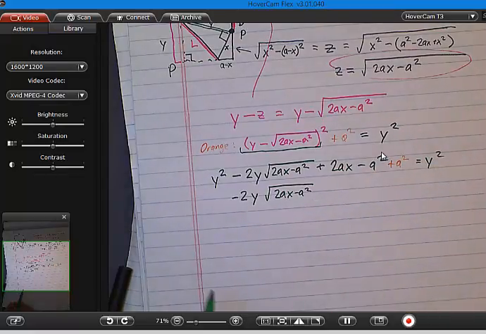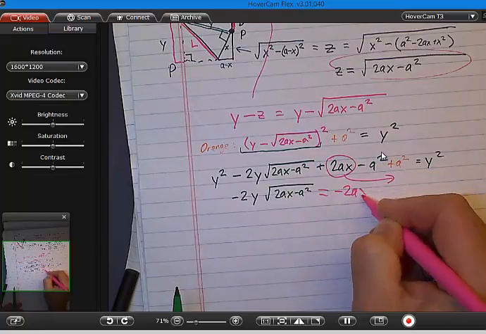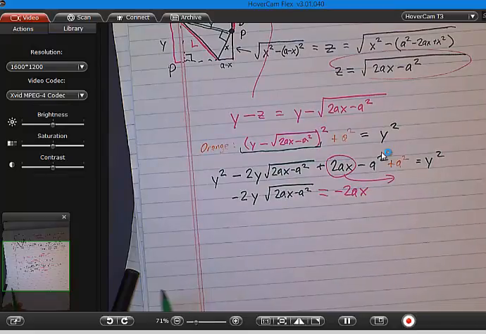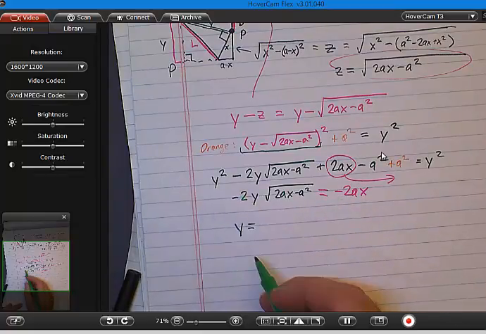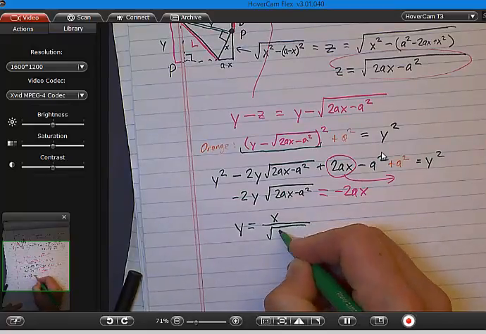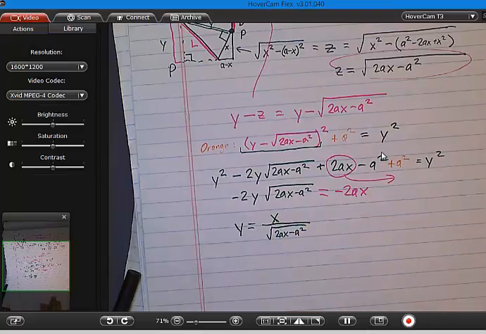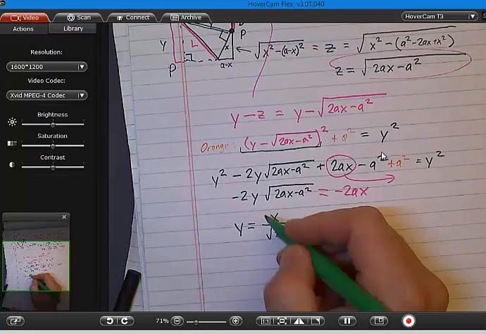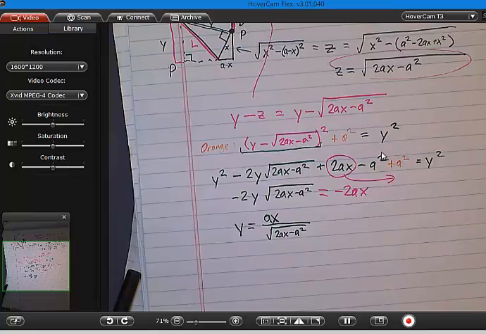Since everything dropped out, I will move this piece to the other side and just say this equals negative 2AX. And now the game is, let's get Y by itself. So what the heck does Y equal? Well, the negative 2's go away, and I just get AX over the square root of 2AX minus A squared. Is it AX? Yeah, it would be. AX, thank you. The negative 2's went away.